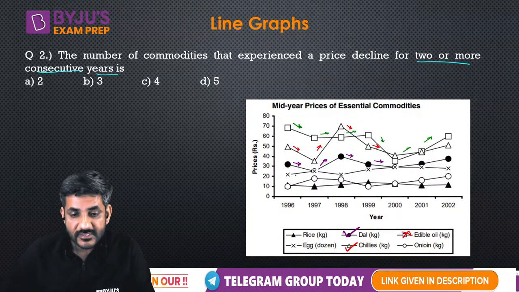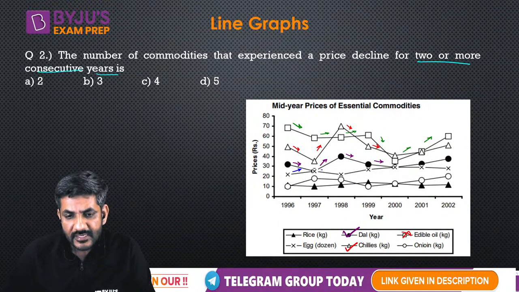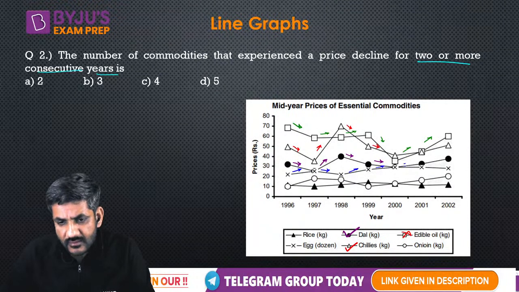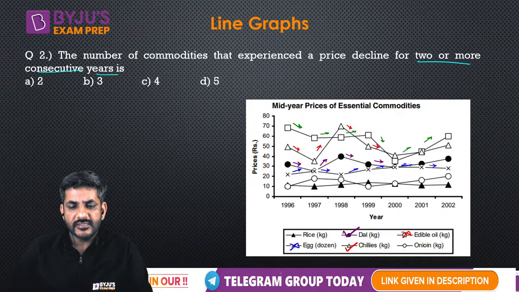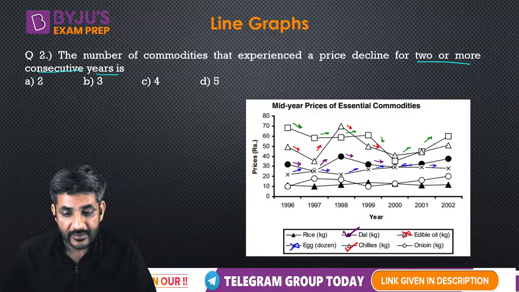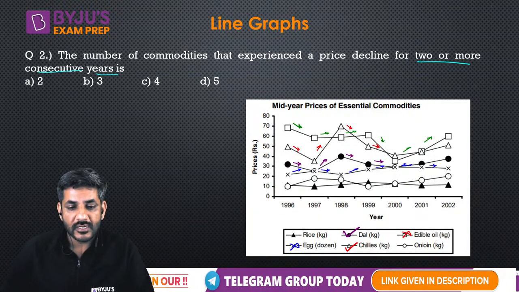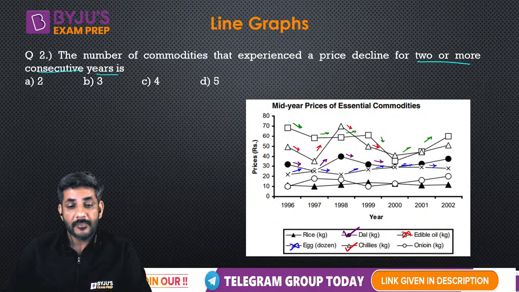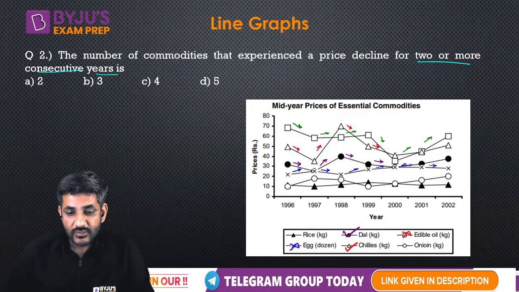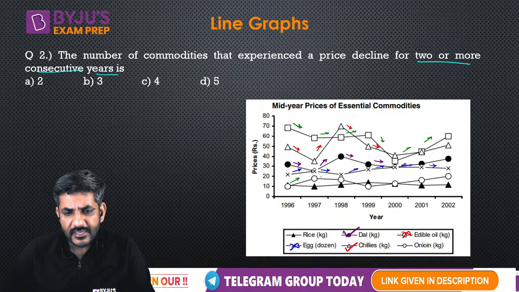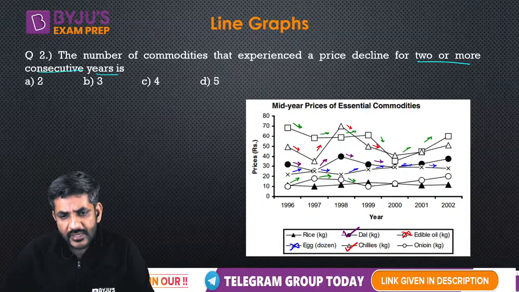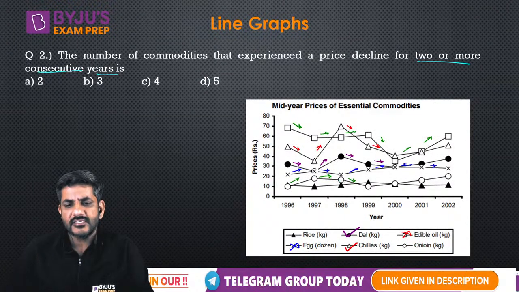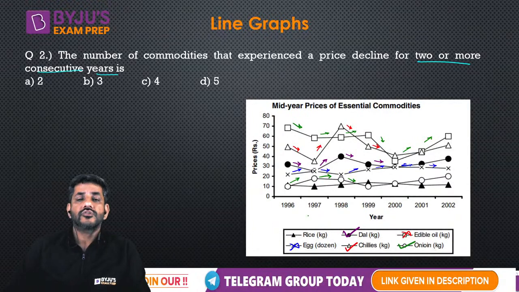Let's look at this cross, which is egg. In egg there is an increase over here, then a decrease, then an increase, then an increase. Again it remained the same, and then there is a decrease. So there are no 2 consecutive years in which egg is showing a decline. Let's move ahead. Now let's talk about onion. In onion there is an increase and then a decrease, I think. There is again a decrease. So I see 2 consecutive decreases in onion.